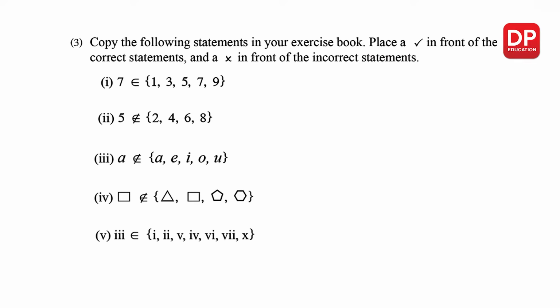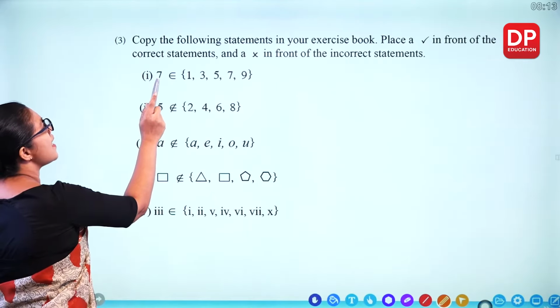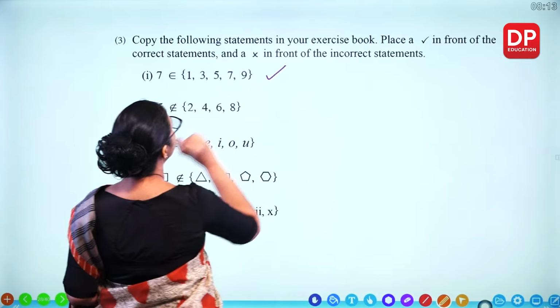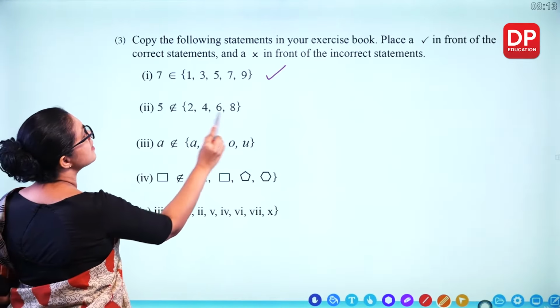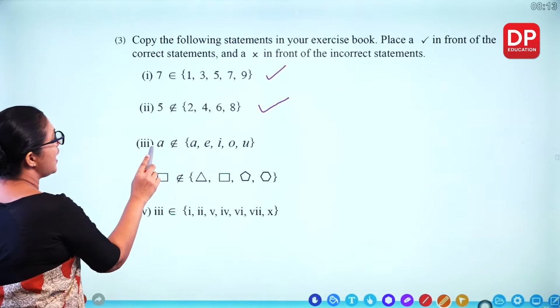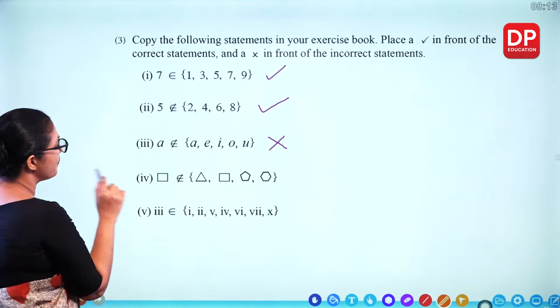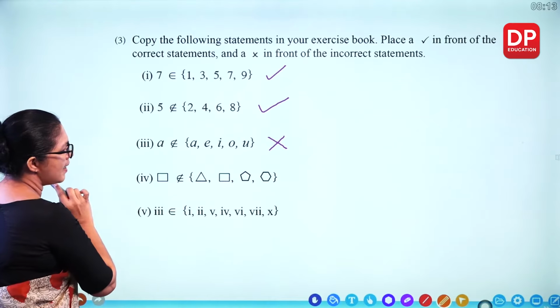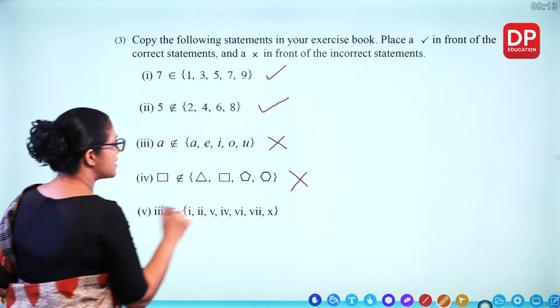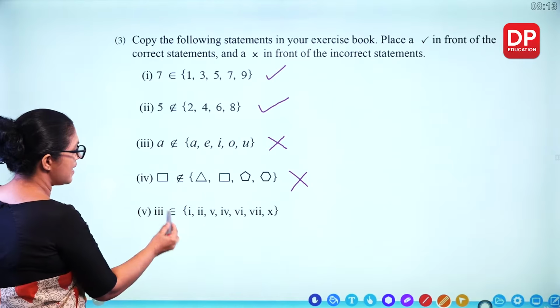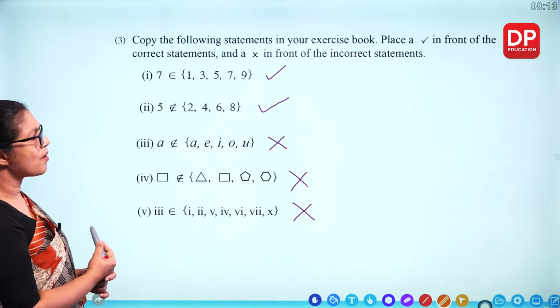Copy the following statements in your exercise book. Place correct sign in front of the correct statements and wrong sign in front of the incorrect statements. 7 is an element of this set. Yes, 7 is there. So that's correct. 5 is not an element. That's also correct. It's not there. A is not inside here. It's there. So that's wrong. This is a rectangle, it is there inside. So you can't say not an element. 3 does not belong to this set. So you can't say that's an element. That's also wrong.